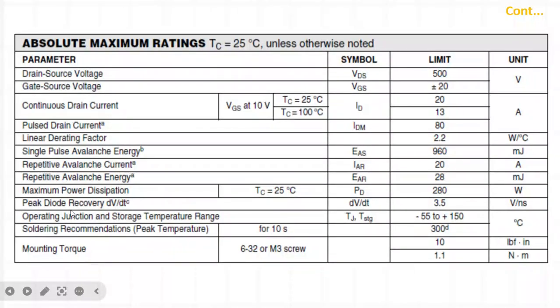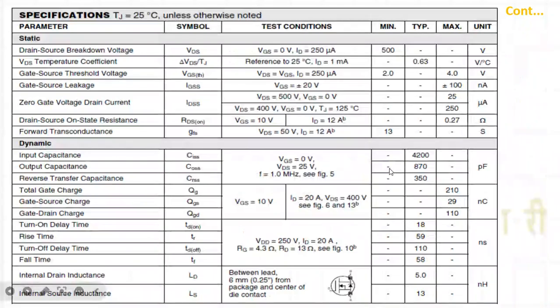Whatever the peak diode recovery, the reverse recovery time of the diode, recovery dV/dt, it is mentioned as 3.5, which is very high, and it will cause too many losses in our system. Another important thing is the input capacitance CISS. CISS is a combination of what? COSS is a combination of what? Reverse transfer capacitance. All these things are mentioned.